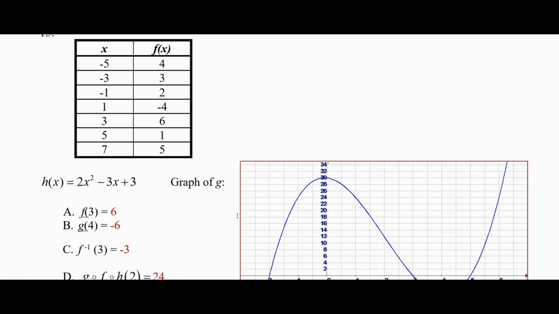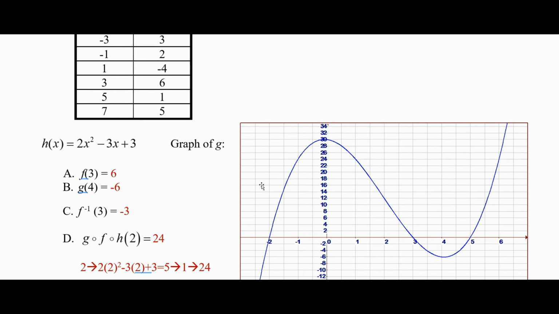Okay, and this next one we're given three different functions. F is given by this table, the function H is given by this formula, and the function G is given by this graph.